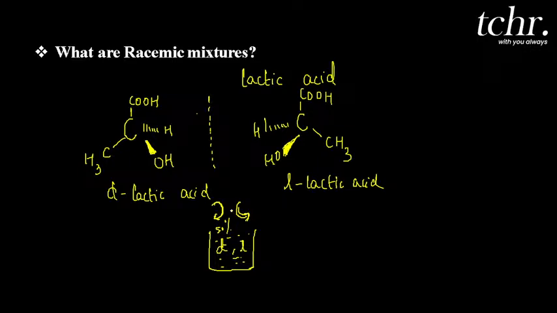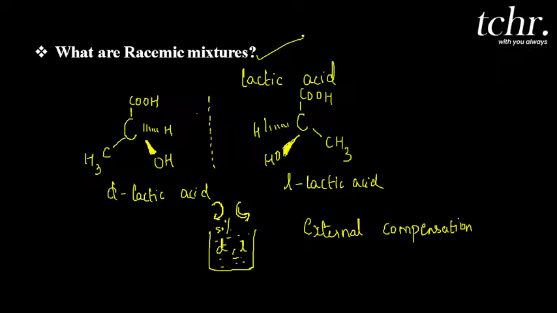One will clash with the other, correct? A hindrance, or we call it external compensation. It means the rotation will not be completely clockwise, nor completely anti-clockwise. Both the rotations cancel each other. Is that clear? So both the rotations cancel each other, and what kind of compound do we get? This is called a racemic mixture. Is that clear, my dear students?